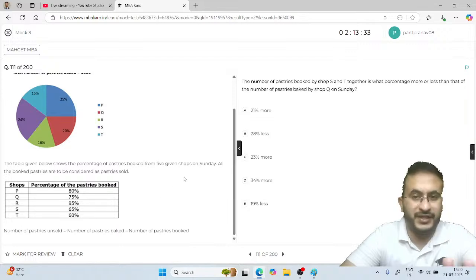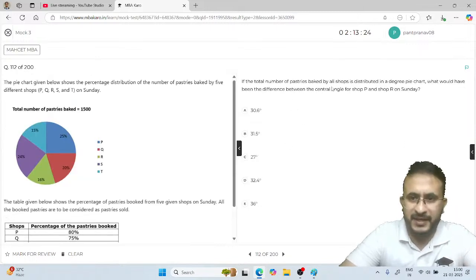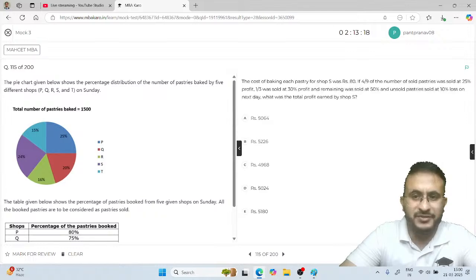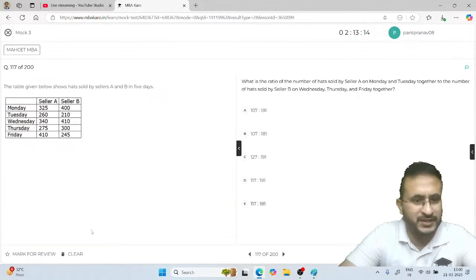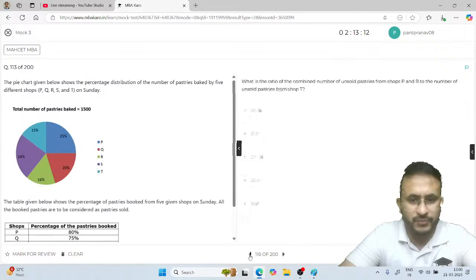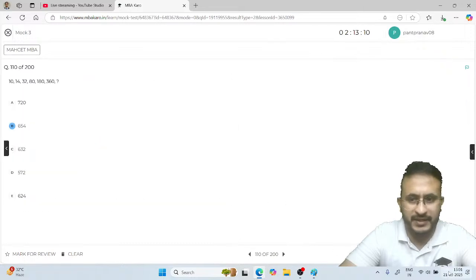So we can calculate that, and if you see the question, the first says that pastry is booked by S and T together. Okay. Similarly, next is saying the baked in a pie chart. Okay, combined number of unsold pastries. So let's calculate all the values once, and there are a good number of questions. I think 5-6 questions, right? So we can solve that completely.